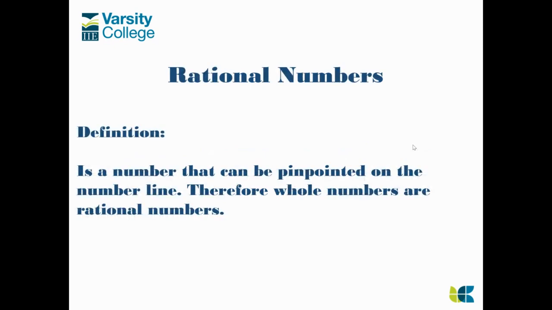So we have rational numbers. A rational number is a number that can be pinpointed on the number line. Therefore, whole numbers are rational numbers. It's a different term from the integers. In terms of whole numbers, you can use these things interchangeably.